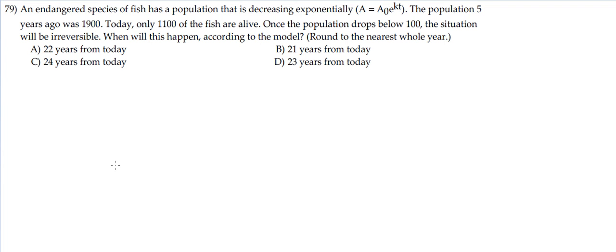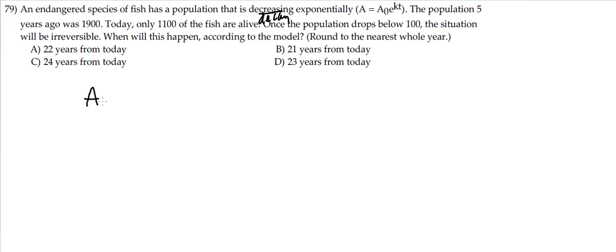All right, so here we have a population that's actually decaying, much like carbon-14 could. So they say decreasing. That's the key thing that also means decay. All right, but the population 5 years ago was 1,900. Today, only 1,100 of the fish are alive. Once the population drops below 100, the situation will be irreversible. When will this happen according to the model?